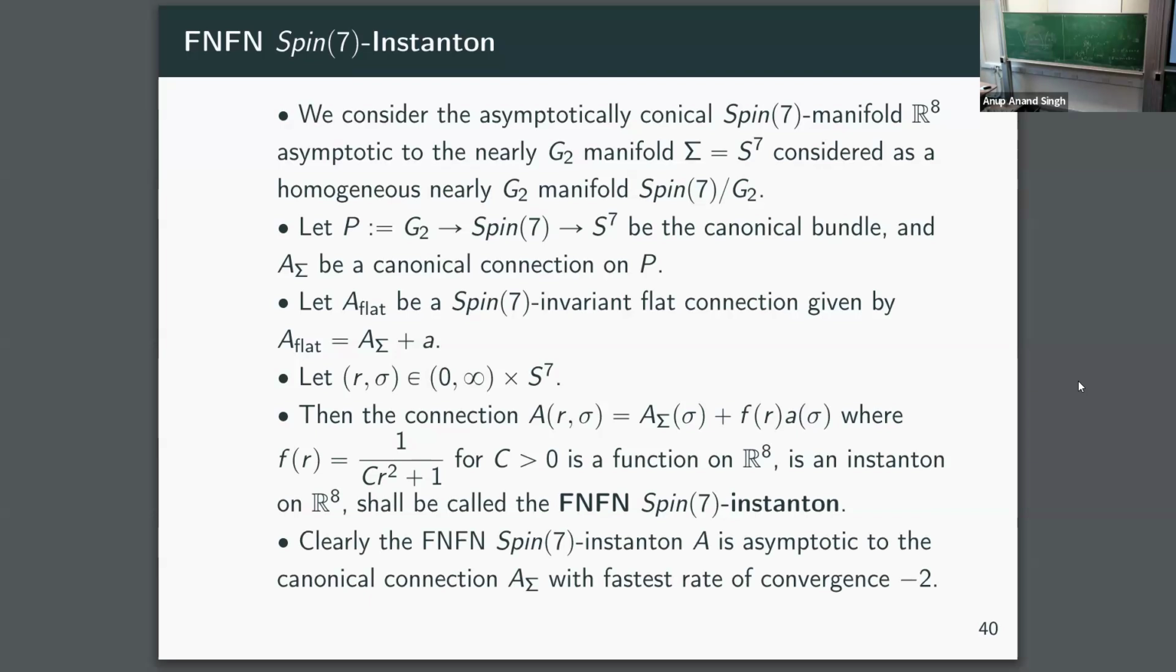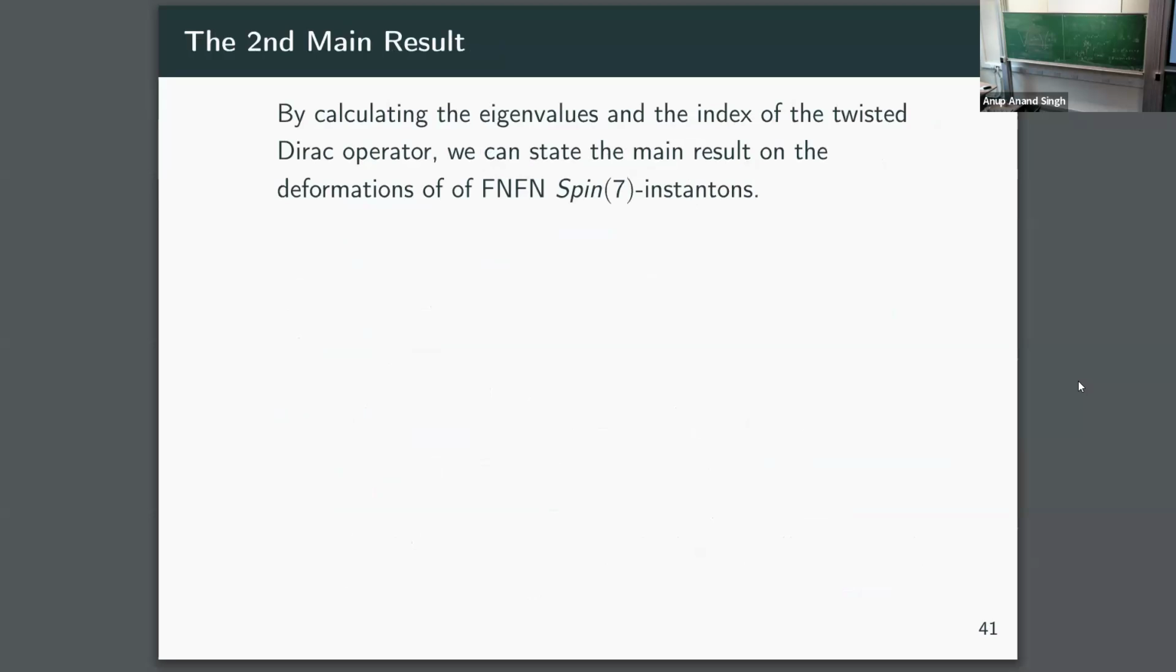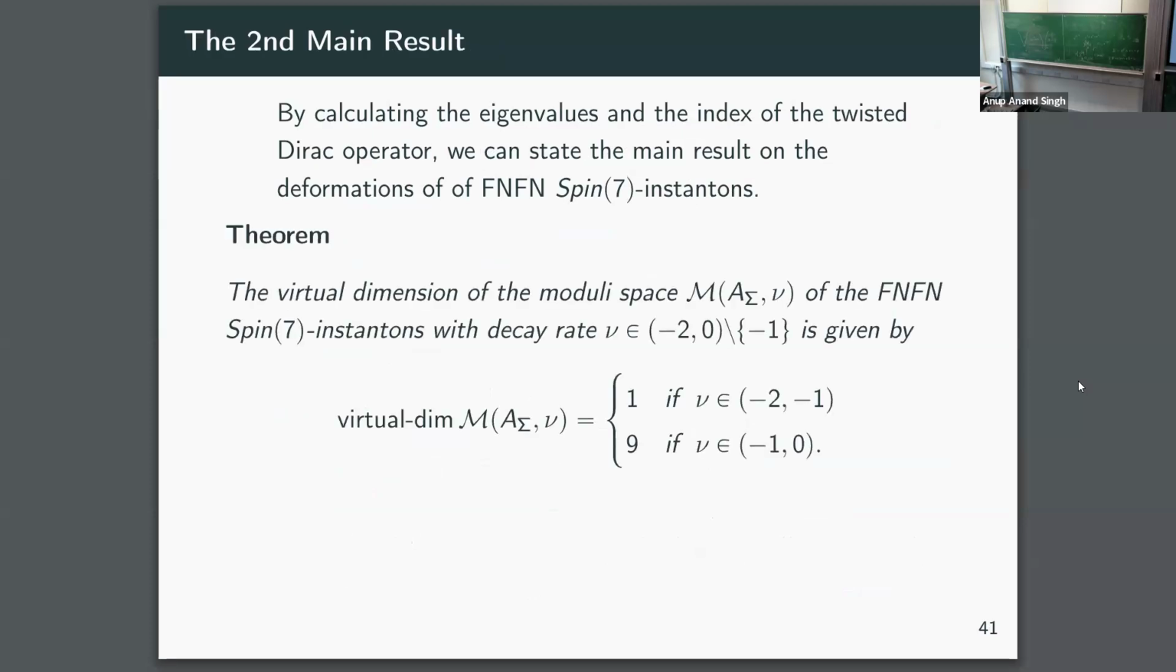How do I know this is the same instanton as FNFN? Well, it's a Spin(7) invariant instanton on R^8, and it's unique: a unique Spin(7) invariant instanton. Now I have that theorem. It took me one whole year to calculate the dimension of the moduli space. I know that the dimension will jump when I have a critical rate, and critical rate plus 5/2 is an eigenvalue of the Dirac operator on S^7.